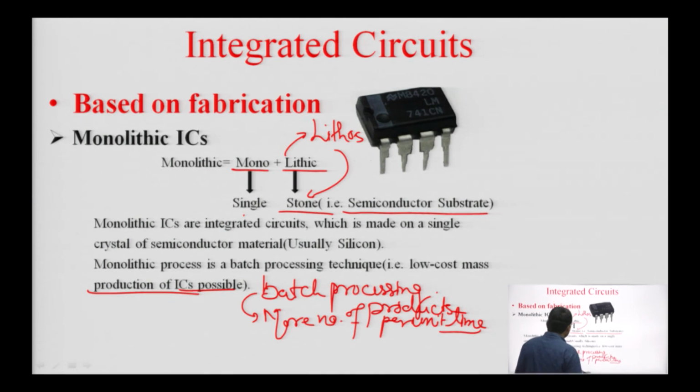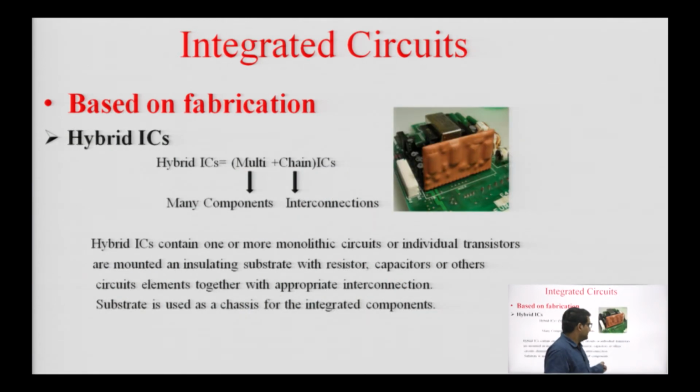And monolithic IC is basically a low power IC. And the second one is hybrid IC. Hybrid IC is also defined as a multi-chip IC. Multi means many components, chip means interconnection. So a hybrid IC is made with one or more monolithic ICs.